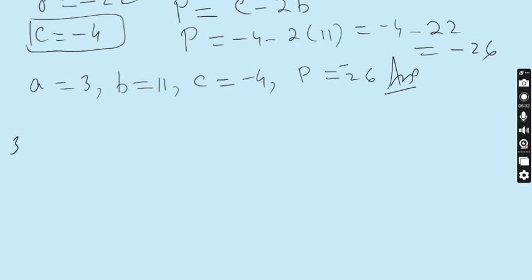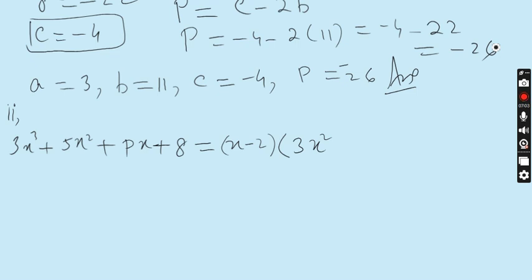So 3x cube, this is part 2, plus 5x square plus px plus 8x is equal to, from part 1 we have this equal to x minus 2 into ax square. A is 3, so 3x square plus bx, b is 11x plus c, we have found negative 4.